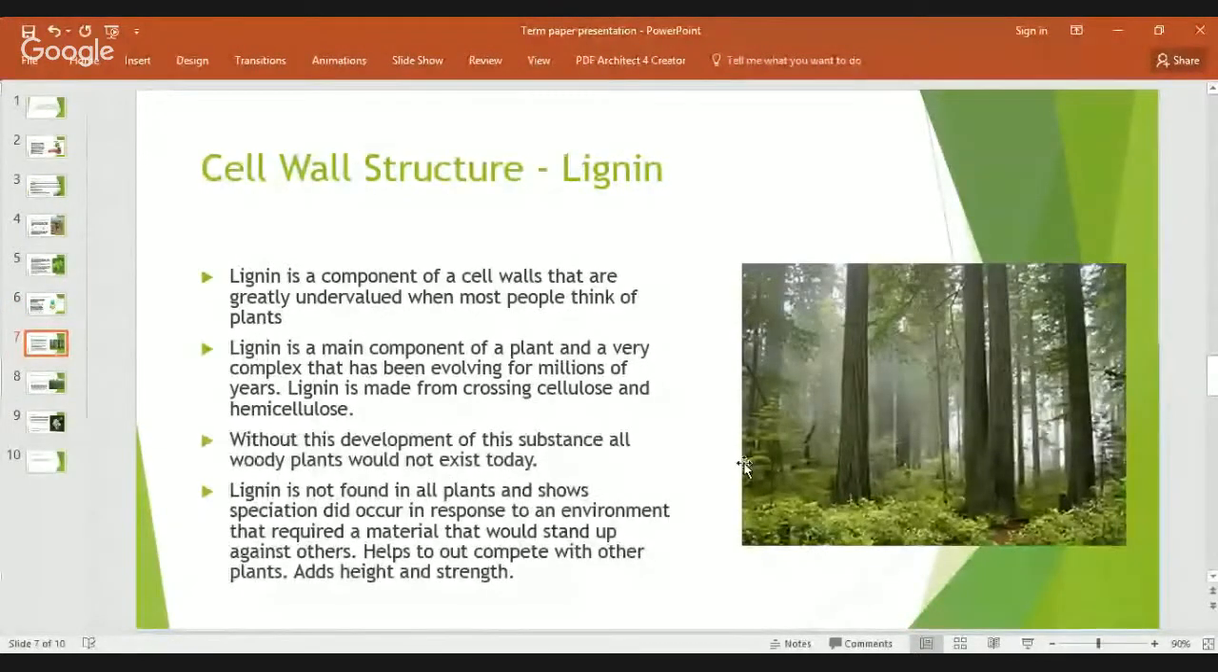And then here is where we get to lignin. People underestimate lignin. You cannot have these big plant structures that we have today without it. It's a main component of some of these cell walls, and it's made from crossing the cellulose and hemicellulose, so it's just a different arrangement of this plant material. Without this, we would not have many of the woody plants that we do today. It's not found in all plants, and it's just a response of plants to the environment, such as wanting to grow bigger than other plants, or living in places where other plants can't be. It's all about avoiding competition.